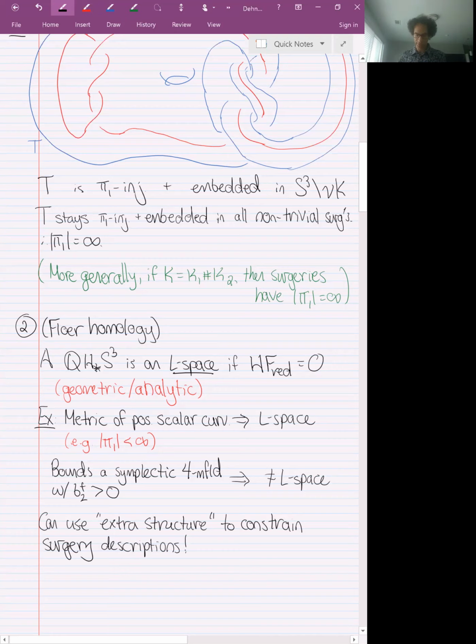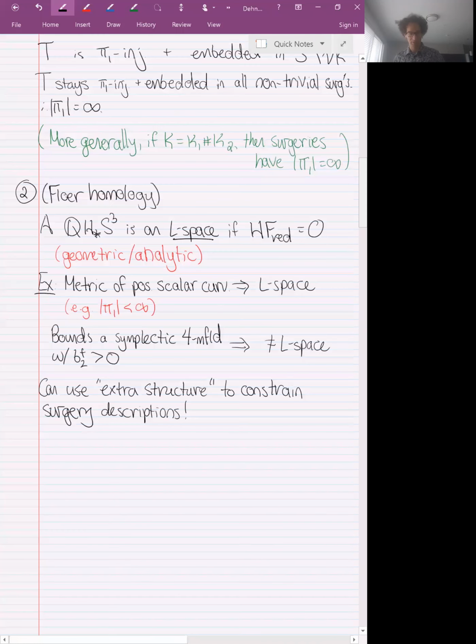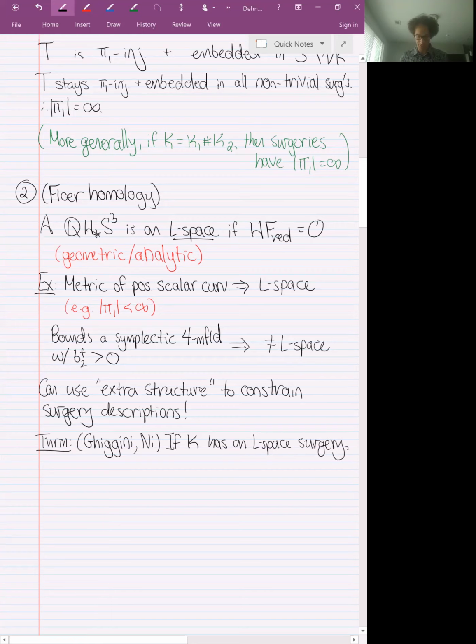So I'll give you an example of the kinds of things that one can say about Dehn surgery using these Floer homology groups. I'll start with the theorem of Gagini and Ni, which says that if a knot has an L space surgery, again, we always want our surgeries to be non-trivial, so we're in principle producing a different 3-manifold.